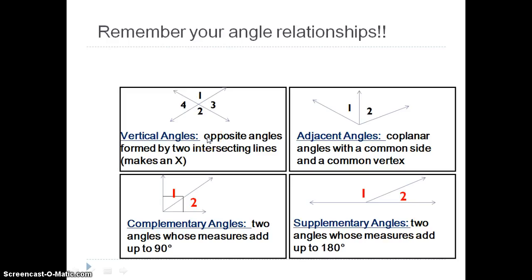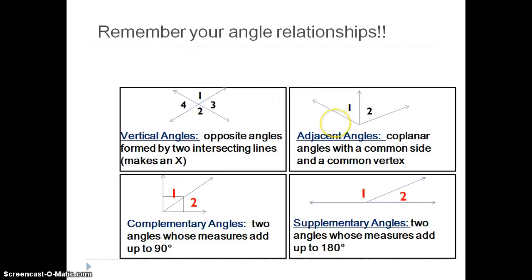The first one is vertical angles. Remember that vertical angles are opposite angles formed by two intersecting lines. So those lines are going to form an X. In this example, angle 1 and angle 2 are vertical angles, and angle 4 and angle 3 are vertical angles. Remember that vertical angles are always congruent.